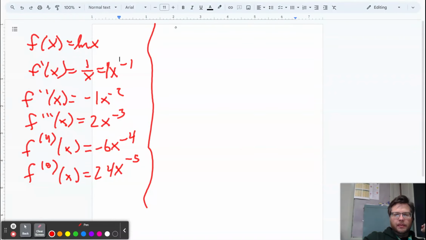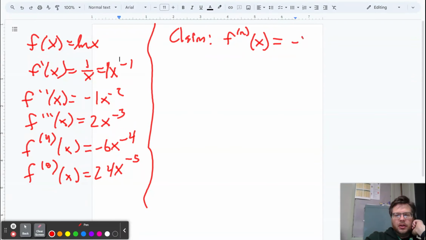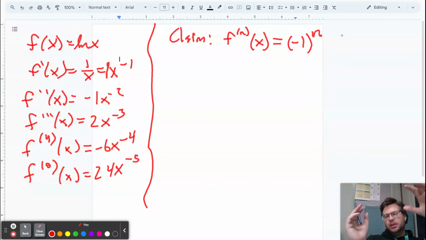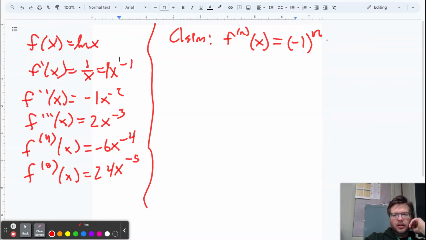So the claim that I'm going to make is that the nth derivative of the natural log of x is equal to, I might have to come back through and fix this, negative 1 to the first, or negative 1 to the n. That's what we usually use for switching back and forth. I'm going to double check that it works in a second. Then n factorial, again I'll double check that, and then x to the negative n.